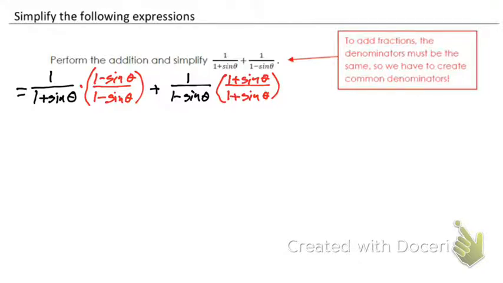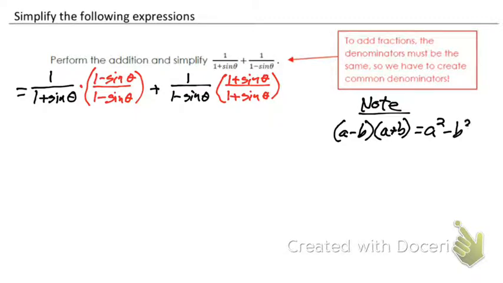So once again, I just take the other denominator and multiply it top and bottom by that fraction, because the whole goal is to have a common denominator. If we look at both our common denominators, they're now going to be 1 minus sine theta times 1 plus sine theta, which, if you look at it, is a difference of squares. I'm going to put a little note over here. Note, if you ever have a minus b times a plus b, that just equals a squared minus b squared. That's difference of squares.